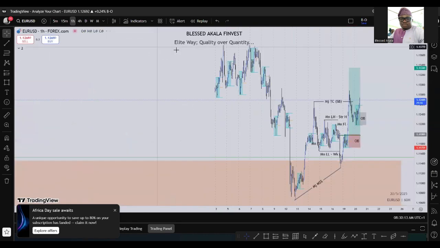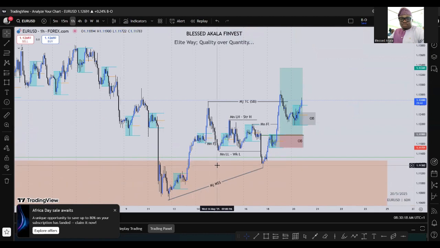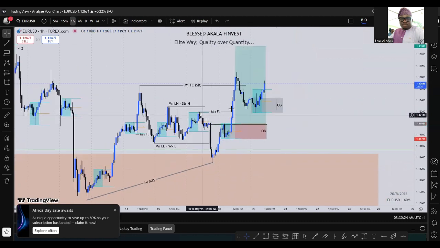Without delaying ourselves much, this was our analysis yesterday. We had this major shift in the markets, and we have this flip. It was at this flip that we were expecting this OB to materialize into the highs. But when I later checked, I discovered that we eventually had the major TC, which is a structure break on higher time frame.